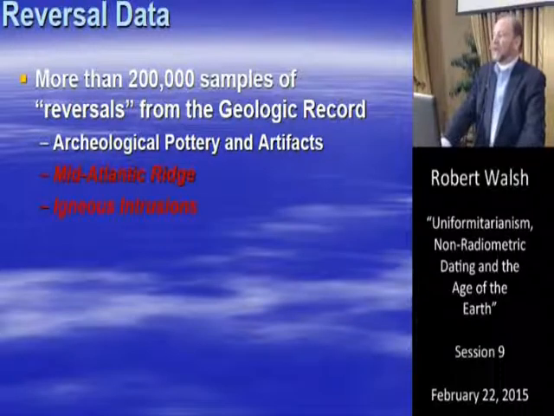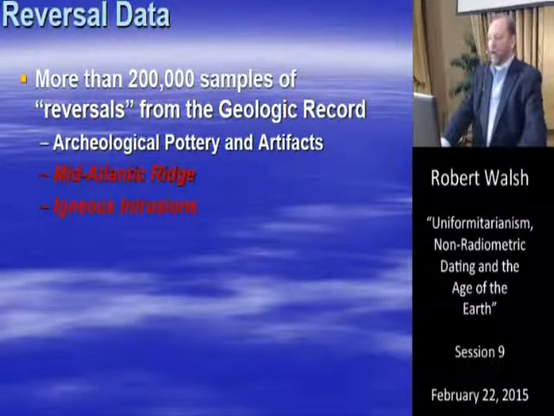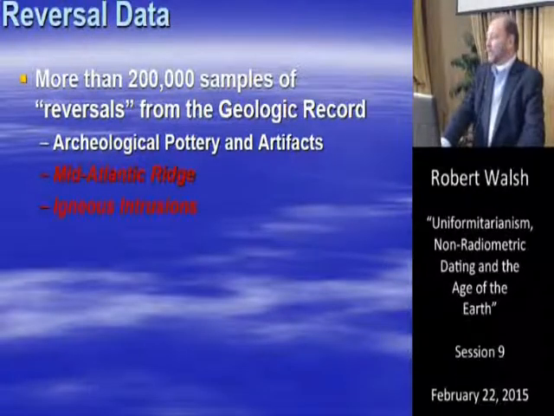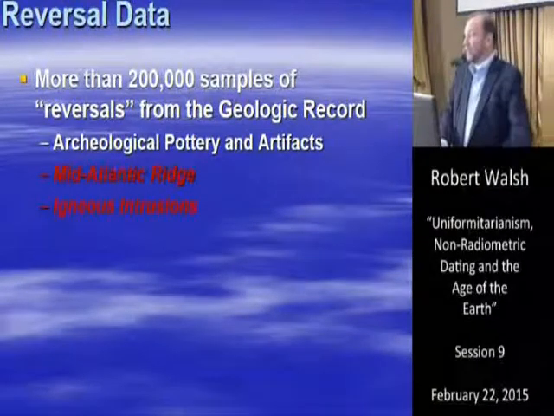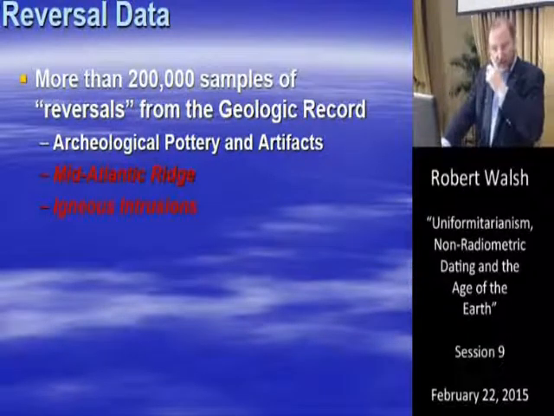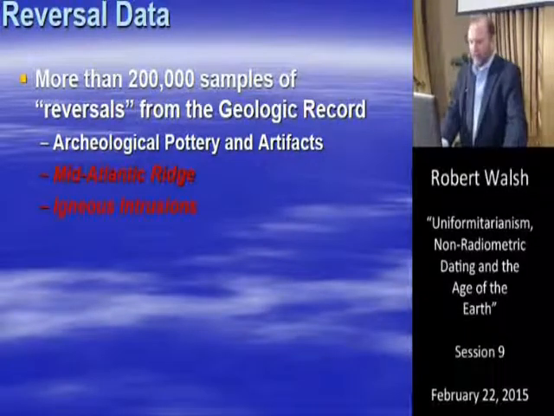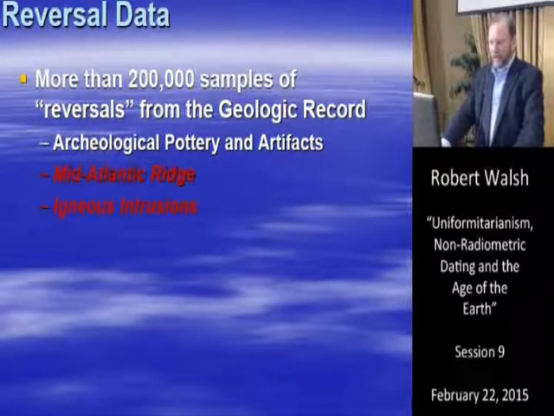Also, at the Mid-Atlantic Ridge, as the lava comes out, the magma material comes out at the Mid-Atlantic Ridge, we can see reversals there. We'll look at that in a little bit more detail. That's kind of a fun one. And then these things called igneous intrusions. We'll take a look at that. These are very interesting and fun examples.